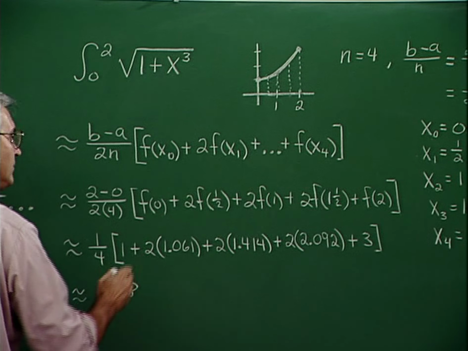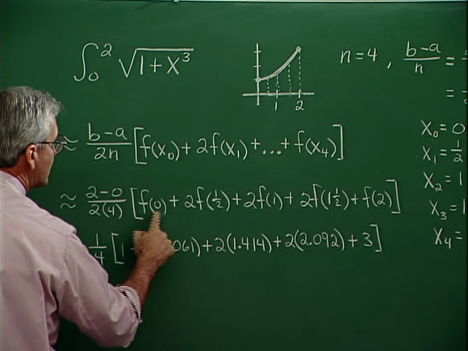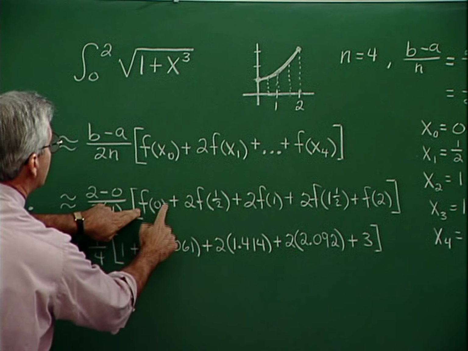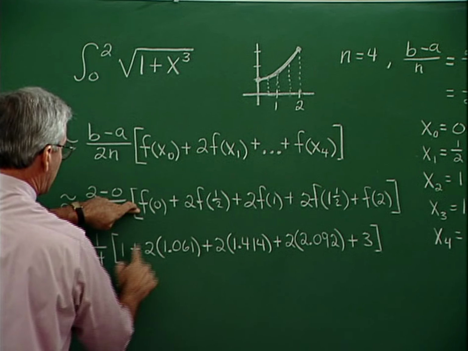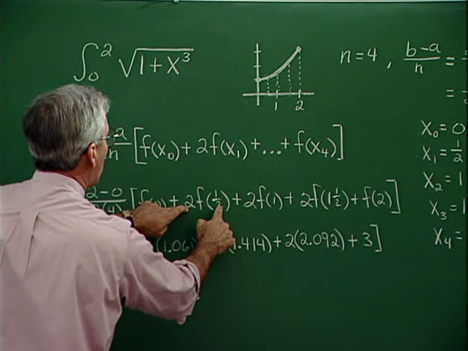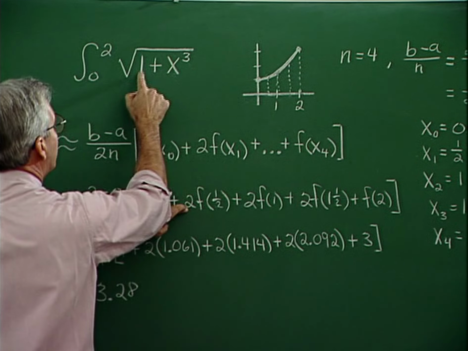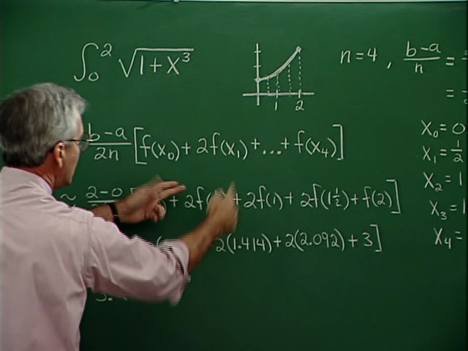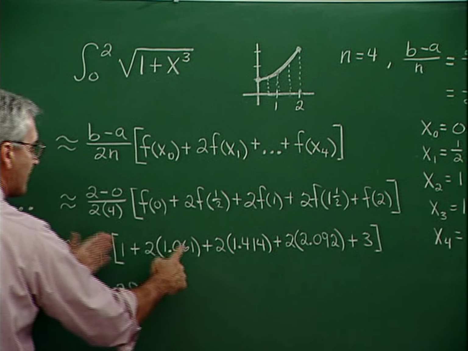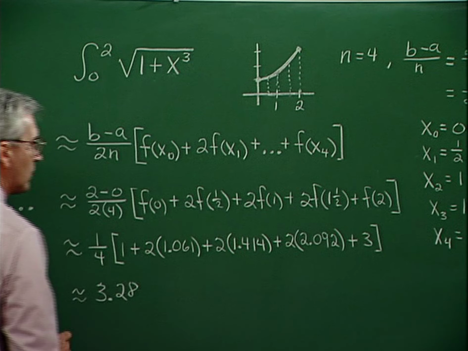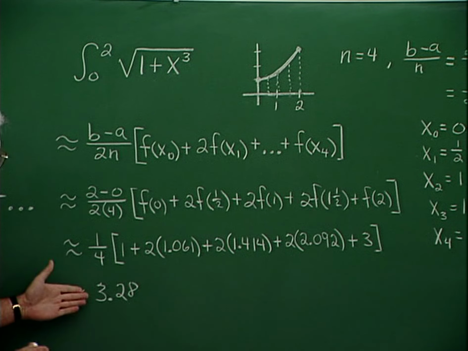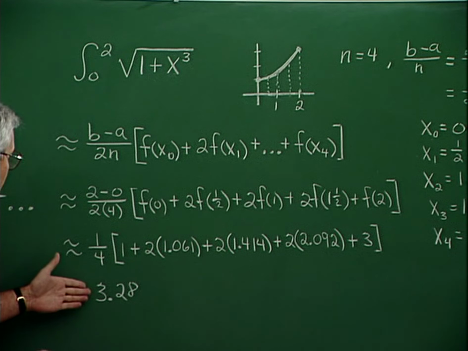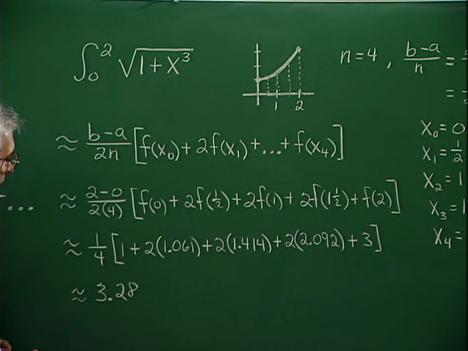And then, to evaluate this, f of 0, we're going to just pop 0 in place of x and evaluate. This becomes 1. And then f of 1/2 means 1/2 cubed plus 1. Take the square root of that, and we get this. And I have approximated each one of those along the way. And adding these, we would find the definite integral to be approximately 3.28.